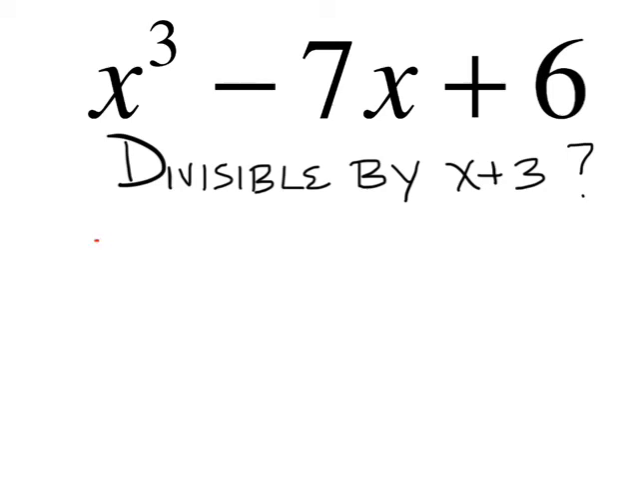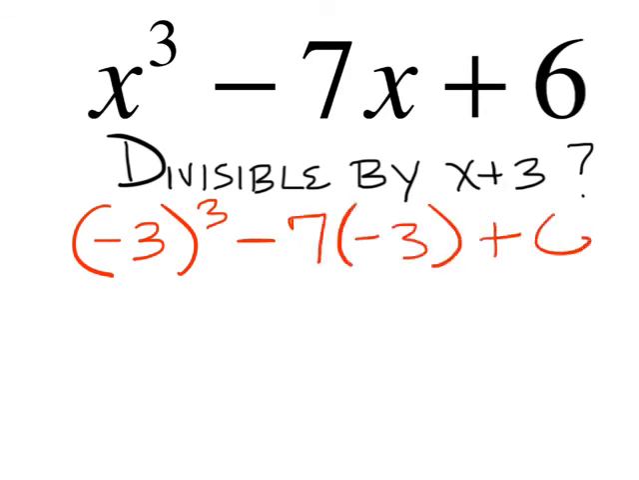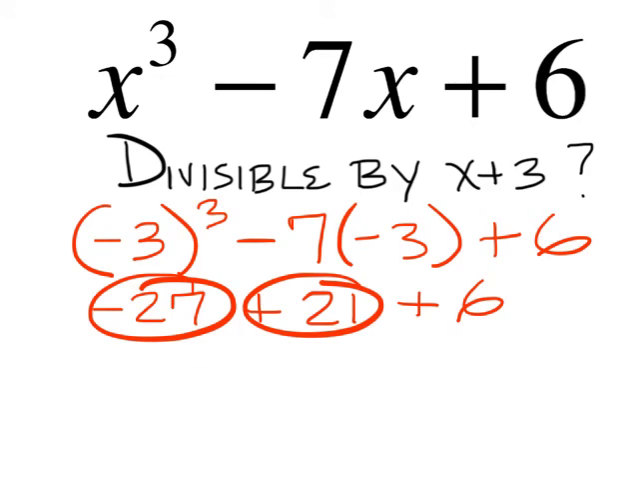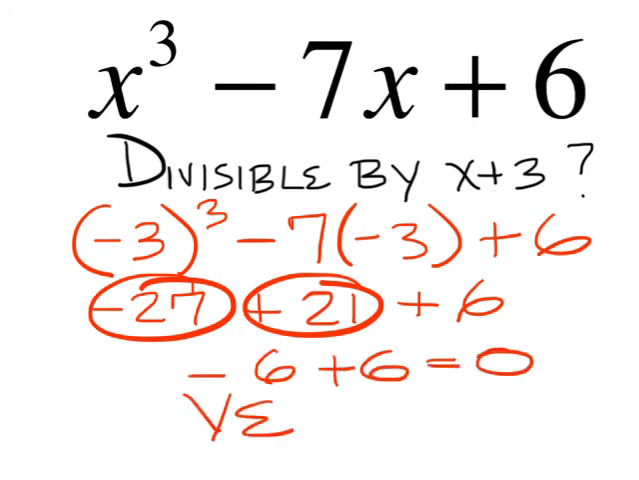The solution here, we're going to plug in a negative 3 and go back and evaluate. This should be a negative 27. That's a plus 21, then plus 6. This plus this is a negative 6, and then plus 6 is 0. So the answer is yes.